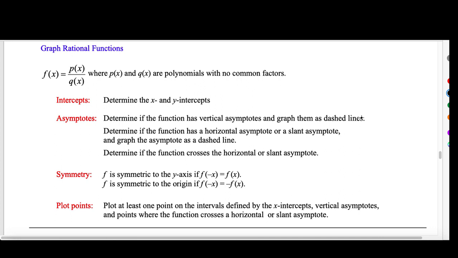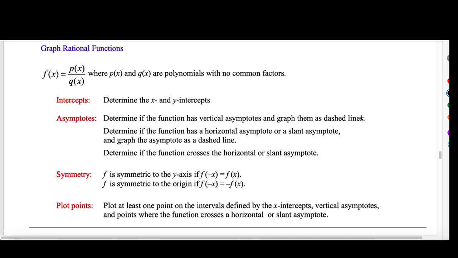But then specific to rational functions, identify any asymptotes. Determine if the function has vertical asymptotes and graph them as dotted lines. Determine if the function has a horizontal asymptote or a slant asymptote and graph the asymptote as a dashed line, right? Determine if the function crosses the horizontal or the slant asymptote, right?